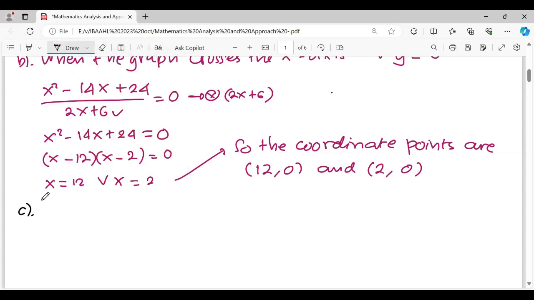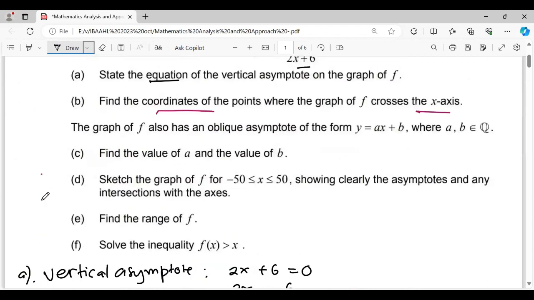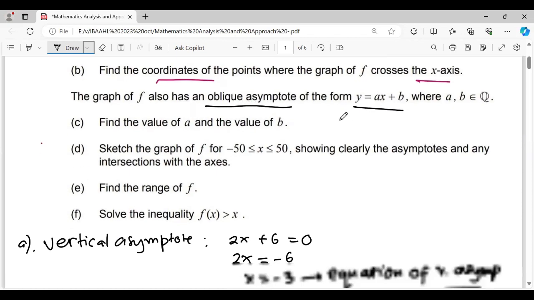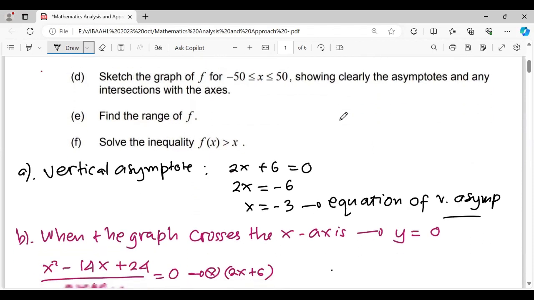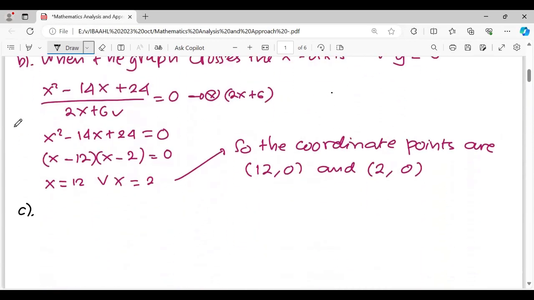Okay, C. The question is to find the value. The graph of f also has an oblique asymptote of the form y equals ax plus b. So we are going to find the oblique asymptote, and find the value of a and the value of b. All right. So I'm going to use this method.